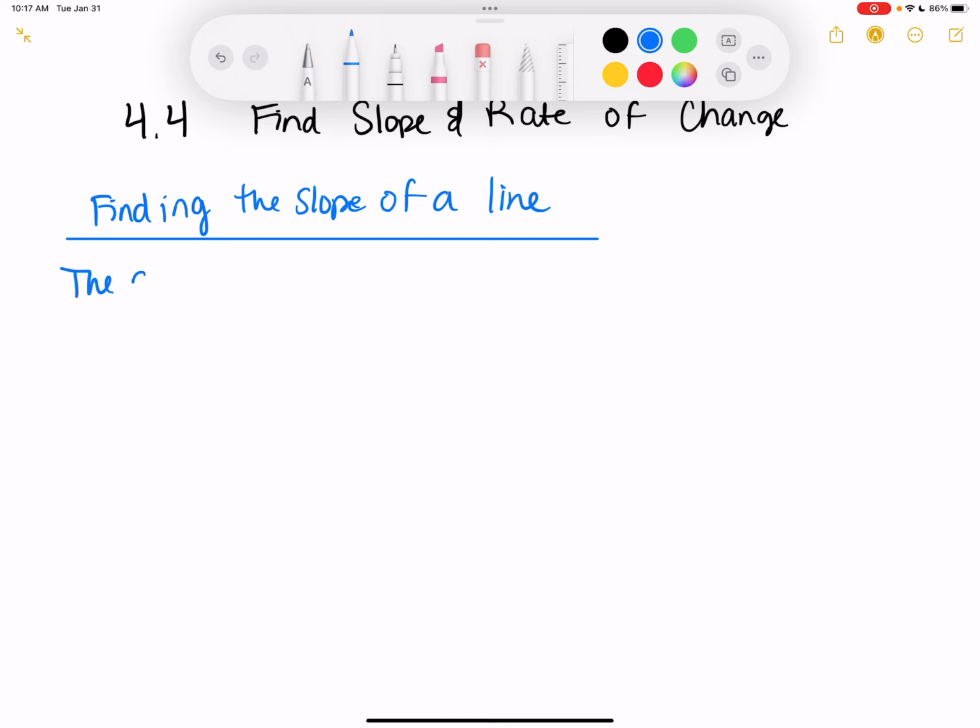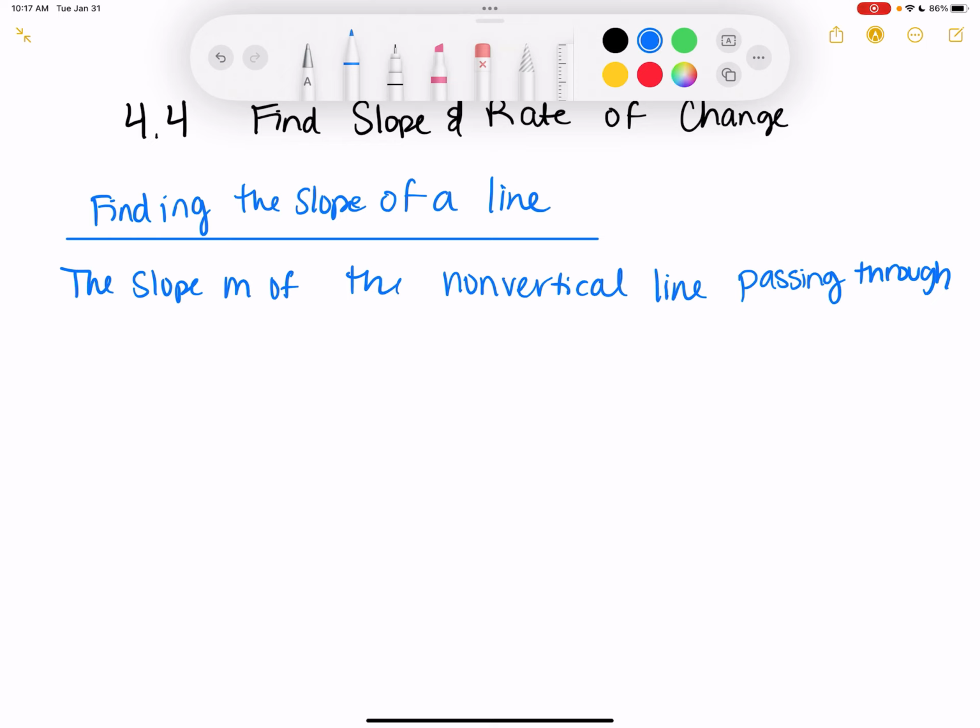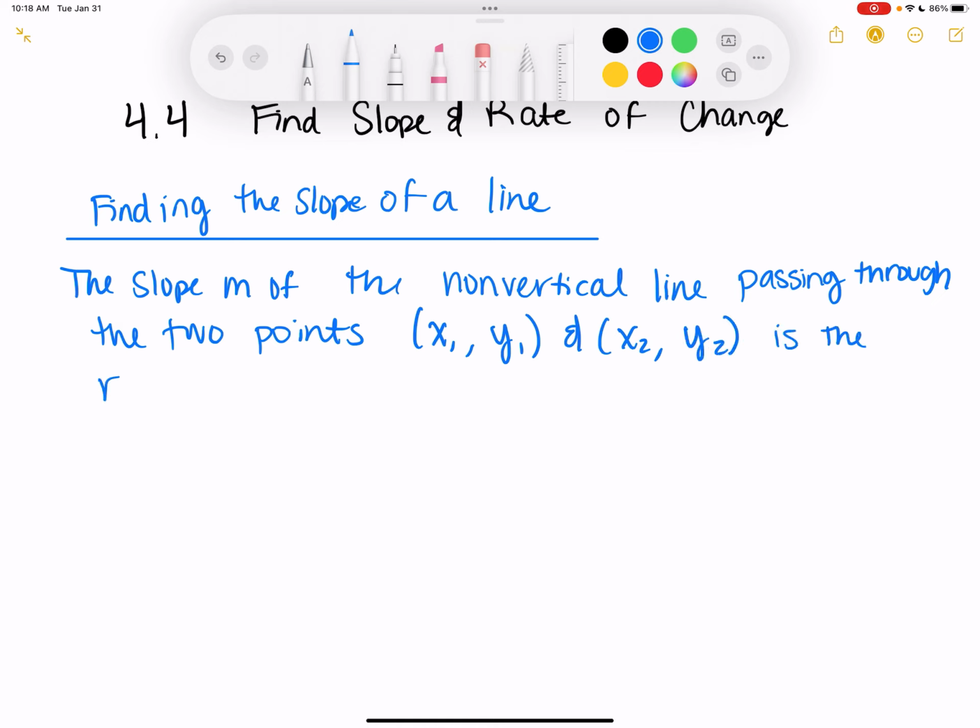So the slope M of the non-vertical line, so it means not up and down, passing through the 2 points x1, y1, and x2, y2 is the ratio of the rise, which is the change in y, to the run, which is the change in x.